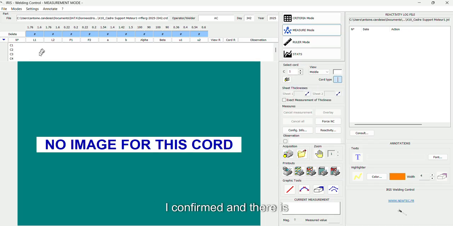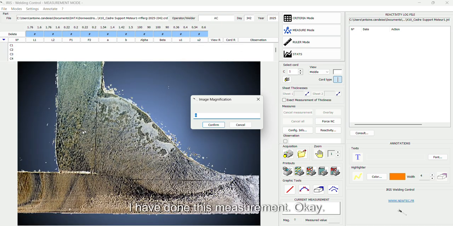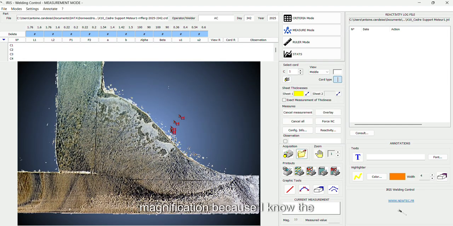I confirm, and there are plenty of welds to do following the administrator. In this case, we are just showing all parts, all measurements you have to do. I can capture an image directly with the camera. I have one in storage. I just show you with this storage, where I have done this measurement. The magnification is shown because this is a known image. If it was taken by the system, there is no magnification issue because I know the magnification.